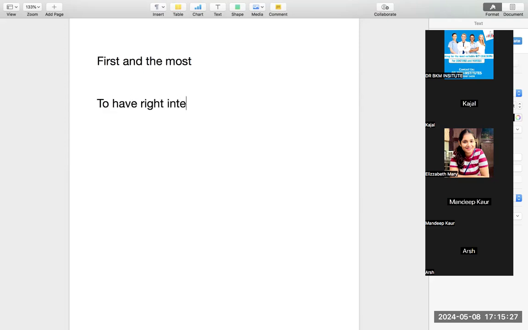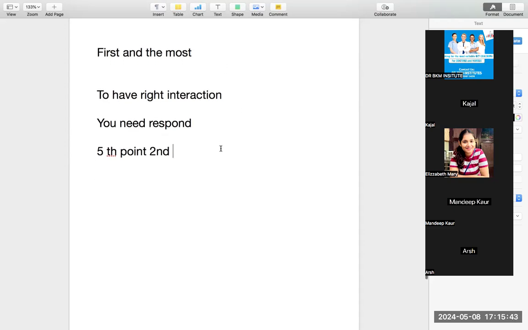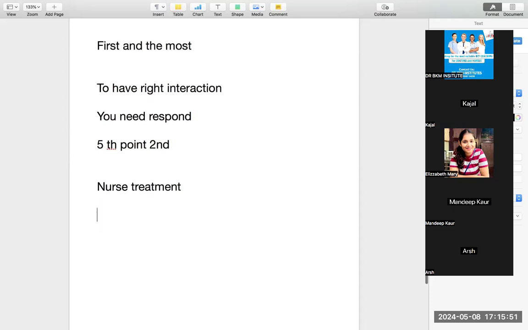Right interaction means if the patient is asking something, you need to respond to that problem. You can't ignore it. You can't say, oh, this is my fifth point, I have to talk about the second point first because I'm on the first point. No, you have to break the sequence if the patient breaks the sequence. Suppose the patient asks you in between, oh, nurse, I don't care, I just want to know about the treatment. But your role play says that you have to discuss the causes.